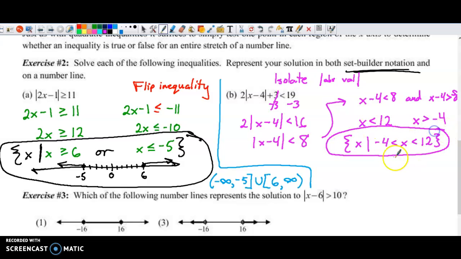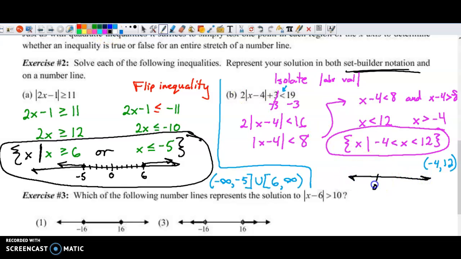Just like that. I get why they don't want you to write it in interval notation, because in interval notation it just looks like an ordered pair. Notice that I dropped the or equal to because it was not equal to right there. And then on a number line, we would see an answer that looks something like this.